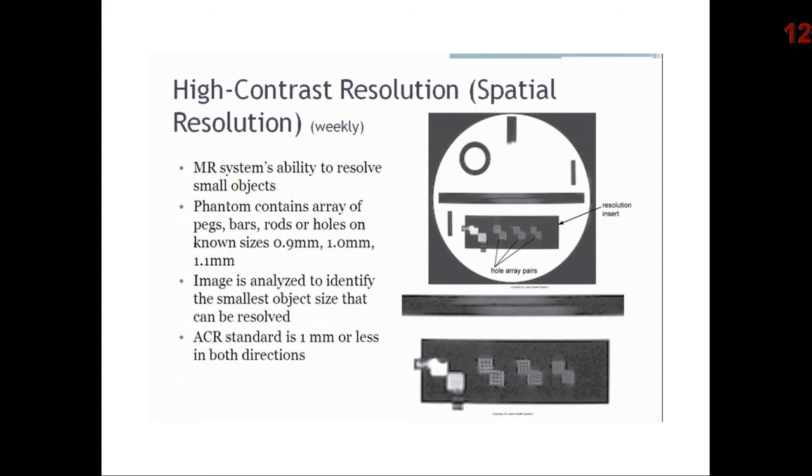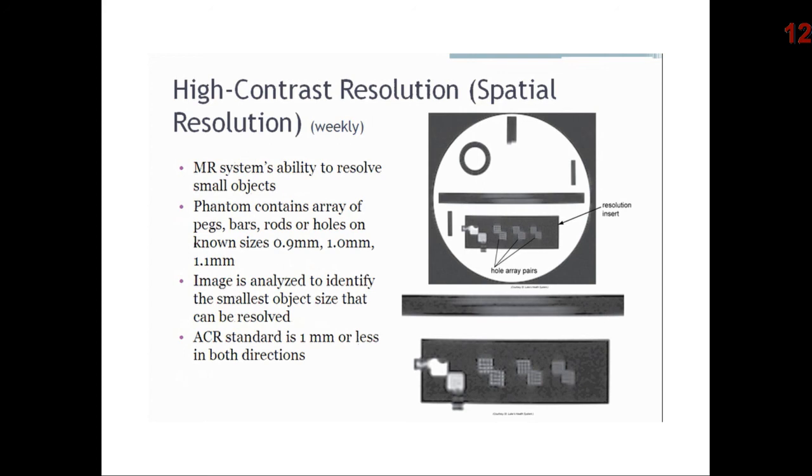Testing parameters for high contrast resolution are those that can affect pixel size, slice thickness, matrix, and field of view. The ACR standard is a measurement of 1 millimeter or better in both directions. Usually, resolution is known as line pairs per millimeter, but here it is determined by the pixel size that a human eye can resolve on an image.